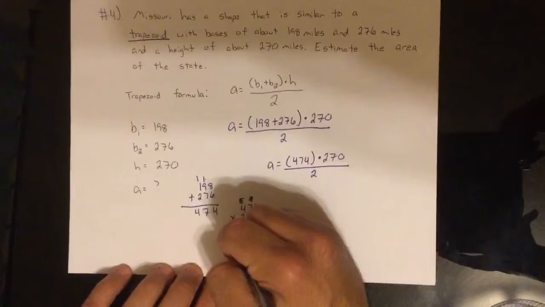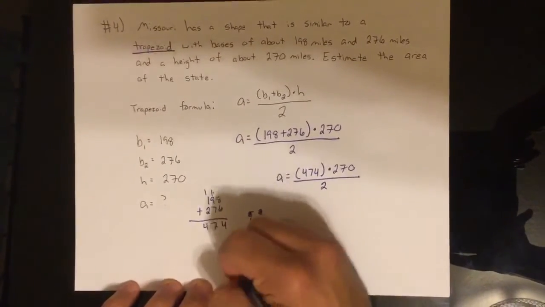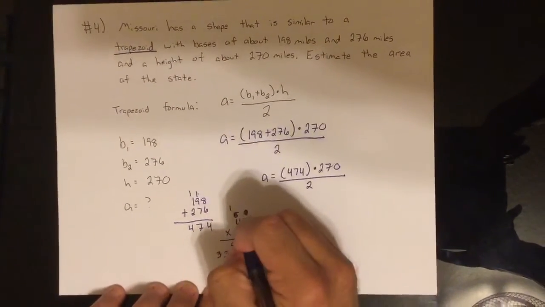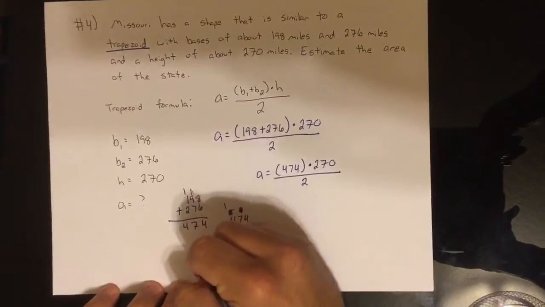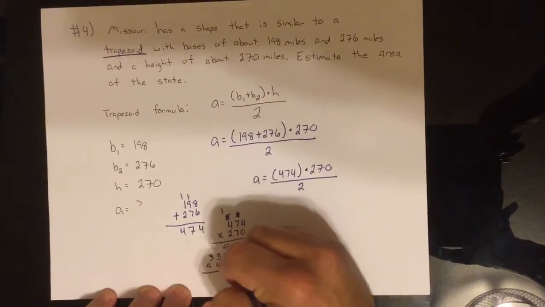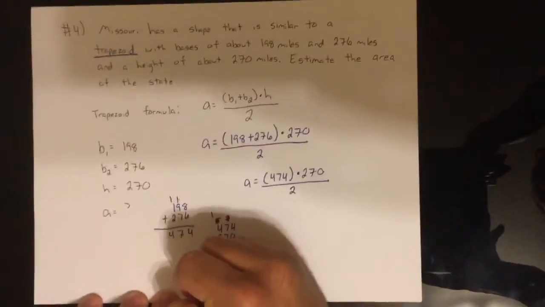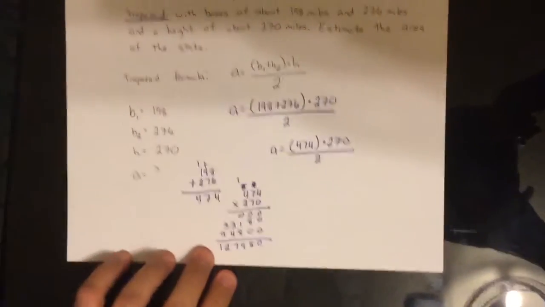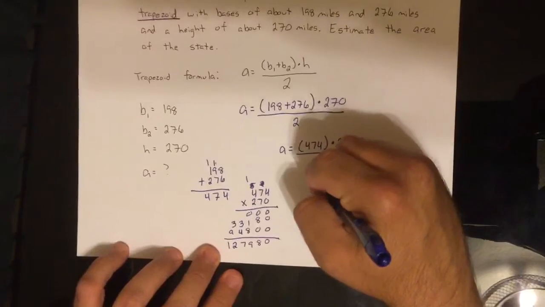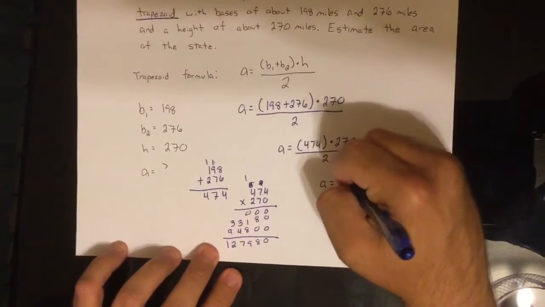2 times 4 is 8. 2 times 7 is 14. 2 times 4 is 8, plus 1 is 9. Add straight down. You get this large number of 127,980.